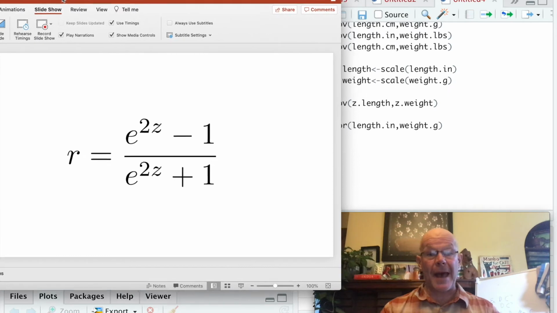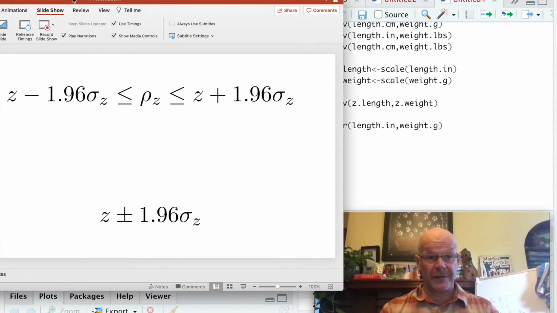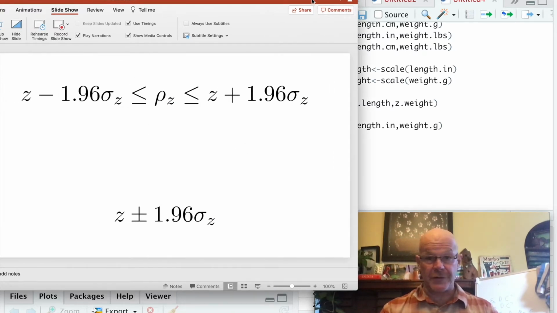now we need to back transform it. Because previously, this is all in Fisher's r-to-z units. But we don't want to talk to people about Fisher's r-to-z units. We want to say, hey, I got this correlation at 0.86. What the heck? How do I do that? And so you take the Fisher's r-to-z transformation.